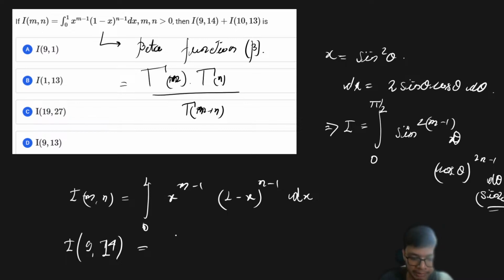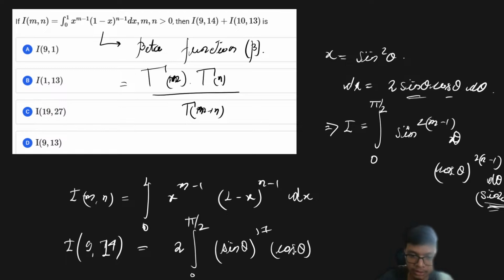Now if we try to put the values 9 comma 14 as m and n, the value is going to be the integral of 2 times from 0 to pi by 2. I just club this sine 2 theta as sine theta and cos theta and multiply with each of the individual terms. If we put m equal to 9, it is basically 2 times n minus 1, and the result is going to be 17, and this is basically equal to sine theta to the power 17 cos theta to the power 27 d theta.